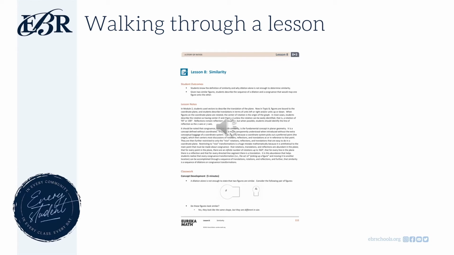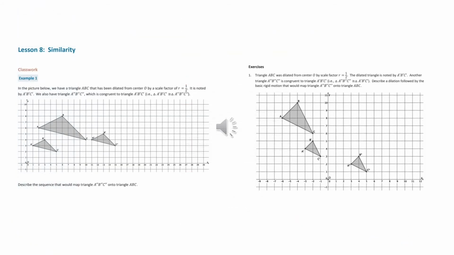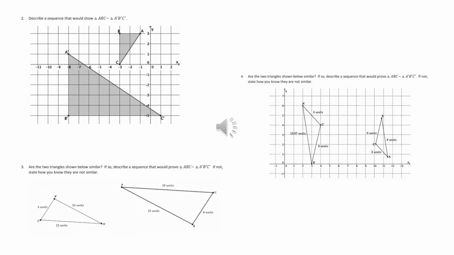Now let's look at DOK in action in a lesson from Eureka. For this, we'll use Grade 8, Module 3, Lesson 8. When we look at the student-facing materials, you'll see that the students are asked to do 2 things. 1, describe a sequence to map one image onto another one, and 2, state whether one figure is similar to another and explain why or why not.